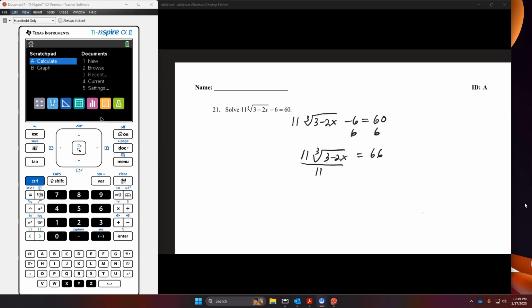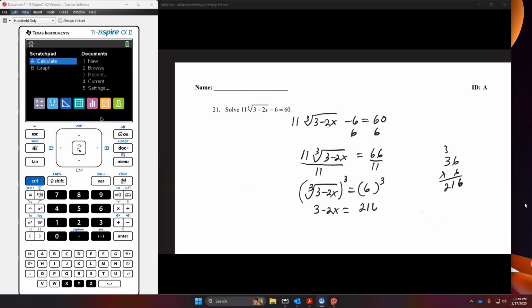So divide by 11. So you have the cube root of 3 minus 2x equals 66 divided by 11, which is 6. Here you have to raise it to the third power, because it is a cube root. So to undo that cube root, you have to raise it to the third power. So you have 3 minus 2x, and then we have 6 times 6 is 36. 36 times 6 is 216.